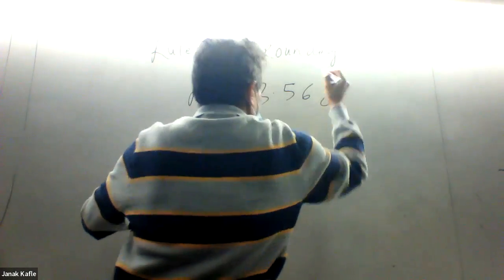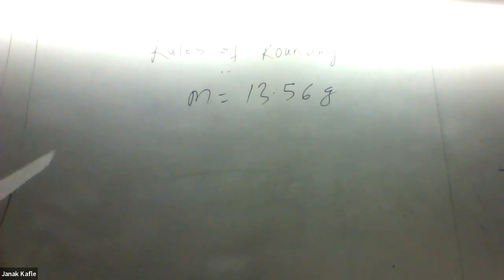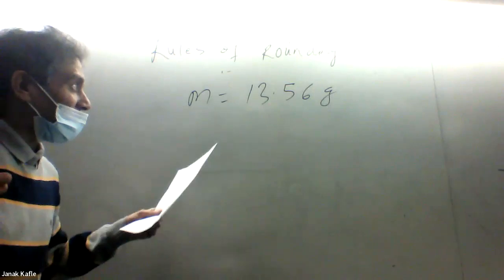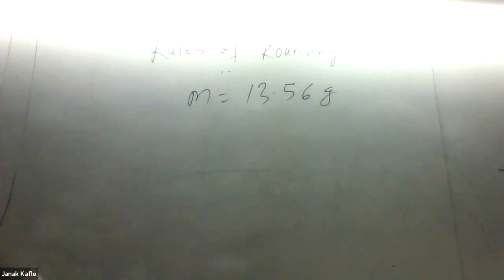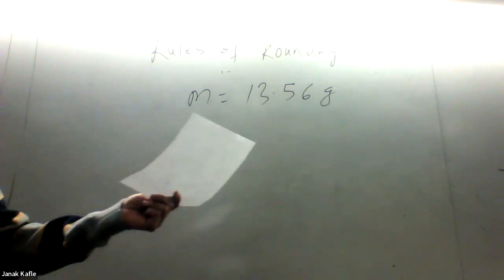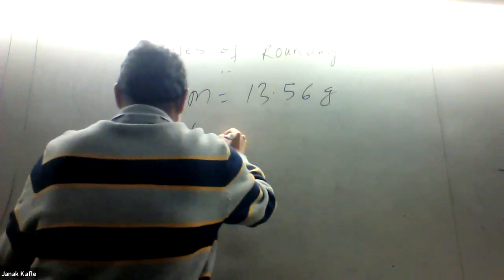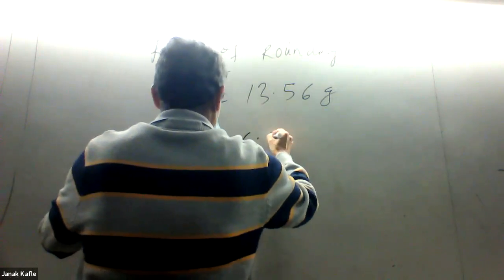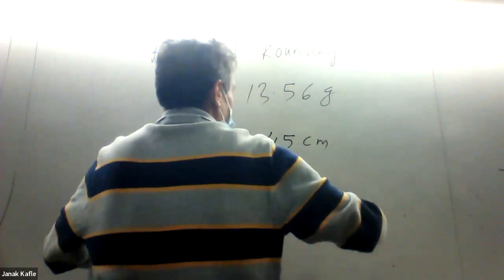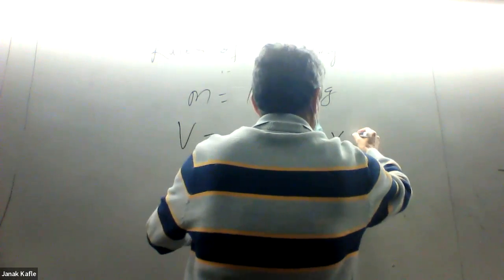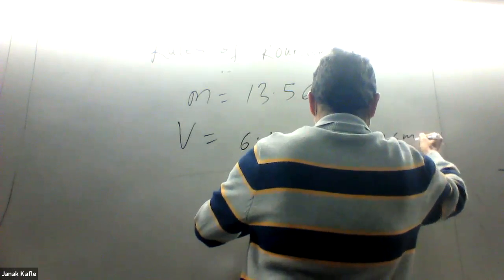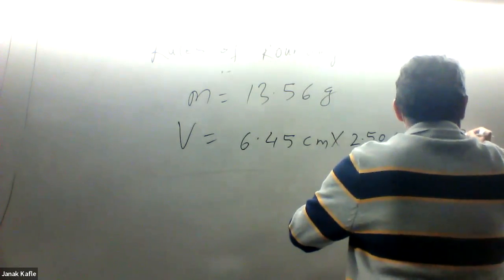13.56 gram. And you measure the length, breadth, and height of the book. If you multiply length, breadth, and height, you get the volume of the book, right? So for the volume, you measure the length as 6.45 cm, the breadth as 2.50 cm, and the height as 0.31 cm.